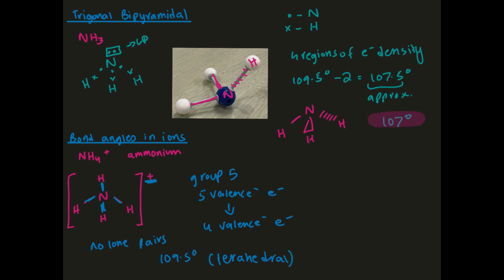So with regards to shapes that have lone pairs in them, usually in the marking schemes they give a range for that. So if you write 107.5 or 107 or anything like that, both of these are going to be marked correct because there's going to be a range in the marking scheme.